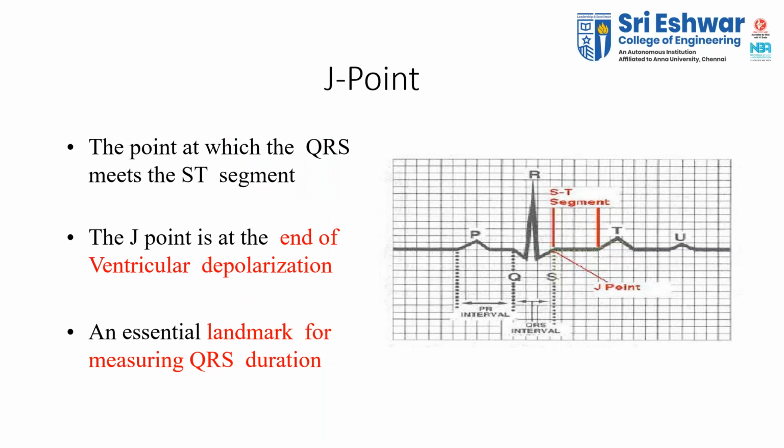Next we have the J point. Okay, so it is the point at which the QRS meets the ST segment. The ST segment is the time between your S and T. Okay, that is said to be your J point, the end of ventricular depolarization. So this J point is the end of ventricular depolarization, and it is a landmark for measuring QRS duration. J point is the end of ventricular depolarization. Just simply understand that it is the end of ventricular depolarization.